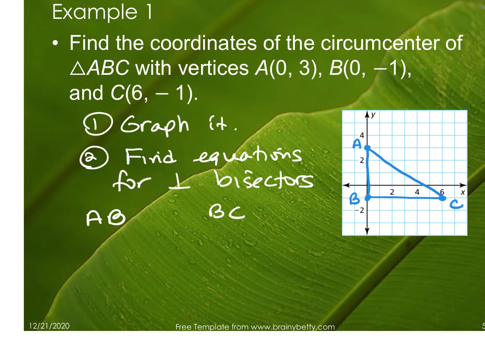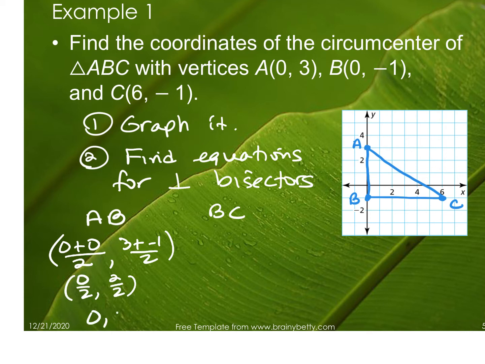So if I find the midpoint of AB, remember your midpoint formula, x1 plus x2 divided by 2, y1 plus y2 divided by 2. So what I need to do is add 0 plus 0, divide by 2. I'm using the ordered pair for A and B. And then I add the y's, 3 plus negative 1, divide by 2. This gives me 0 over 2, 2 over 2. So the midpoint is the ordered pair 0, 1. Let me go ahead and put in my midpoint here.